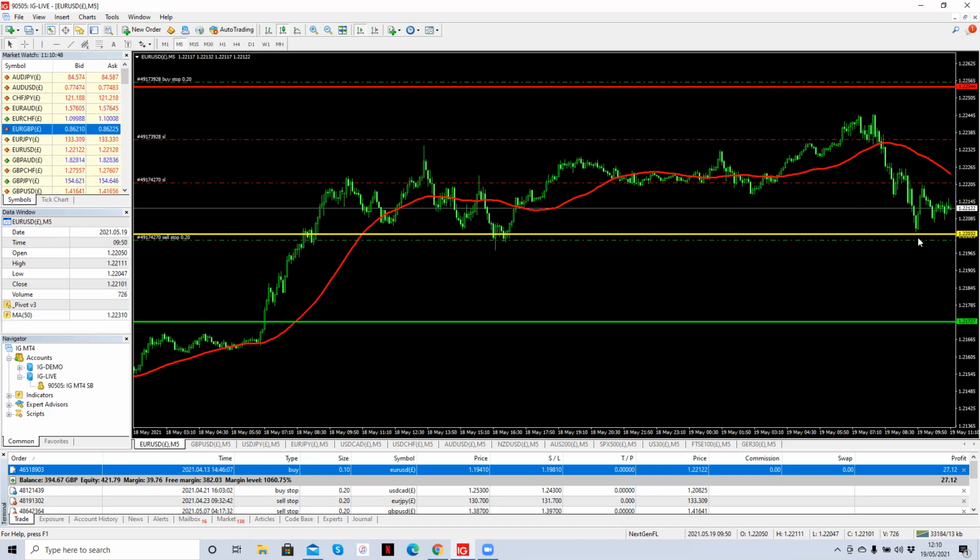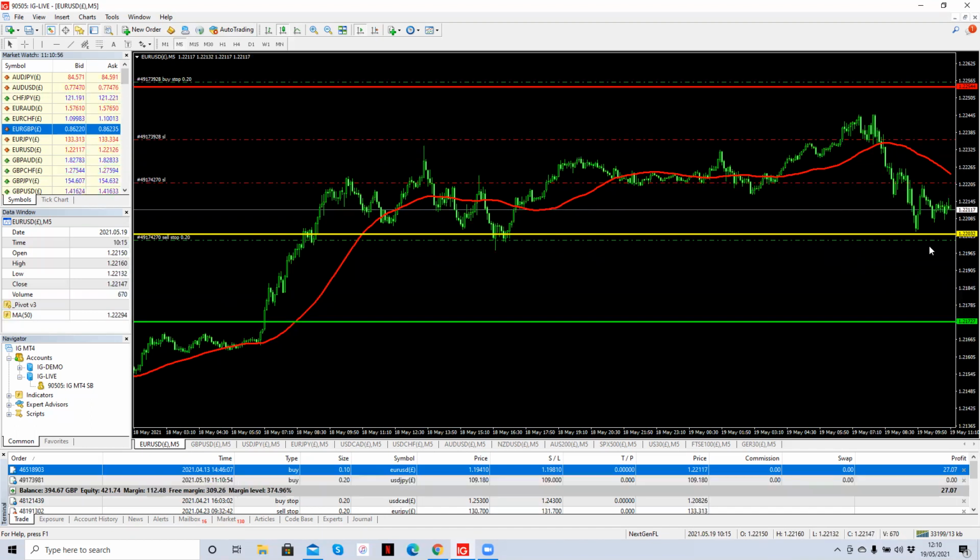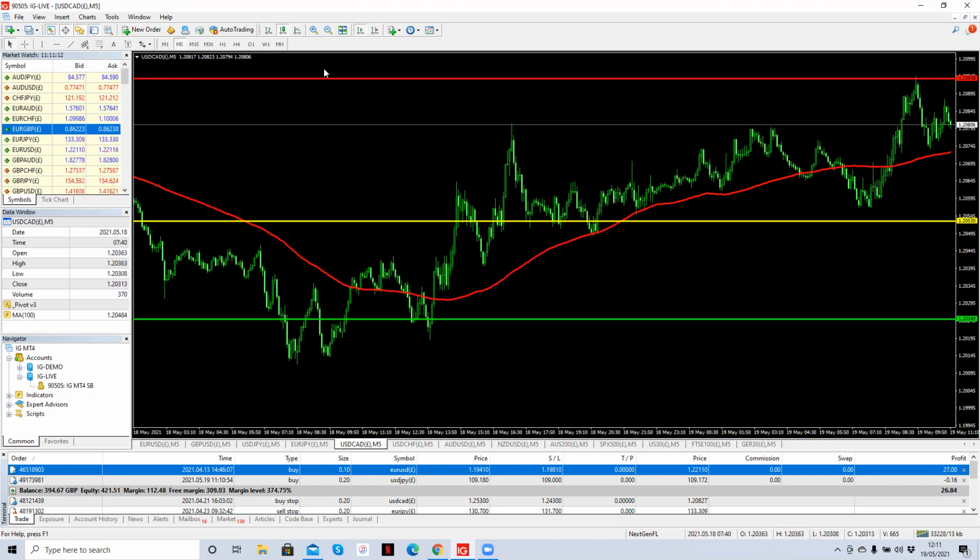The market hasn't broken the pivot point or R1, so there's no change in plan. I'll just leave those pending orders there until the market takes the order. But like I said, if it does take one of these orders, I'll delete the other one and only have one live attempt prior to the report at 8 p.m. GMT plus 2. So let's go to the USDCAD.